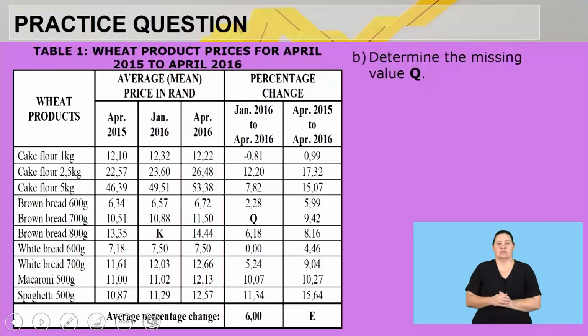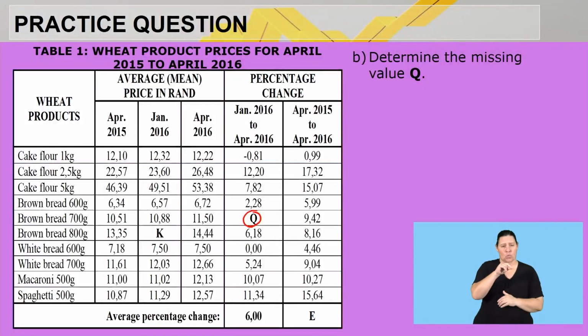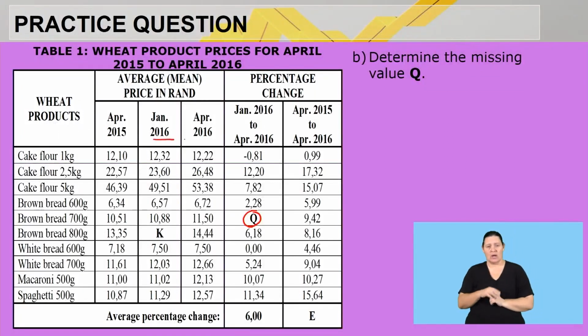The second question indicates, determine the missing value Q. Now let's quickly look at what Q represents. Q represents percentage change from January 2016 to April 2016. Guys, I hope that's clear. So now we have to use our monetary values, meaning our rand values, for January 2016 to April 2016. Is that clear? Okay, so I'm working here with these values.